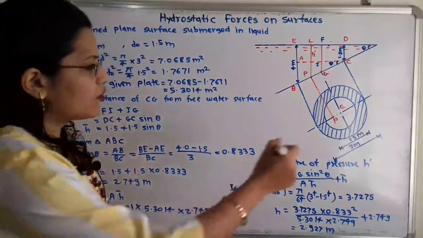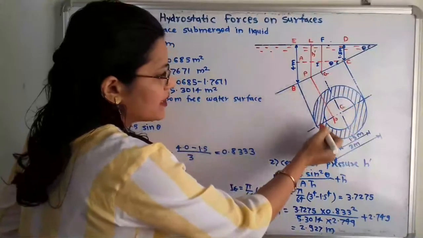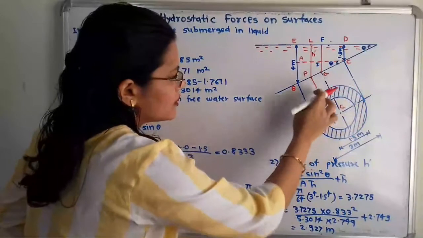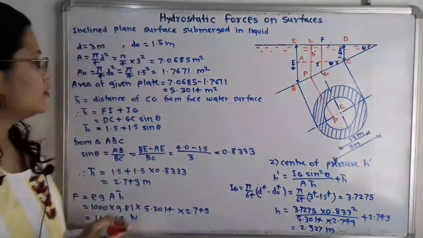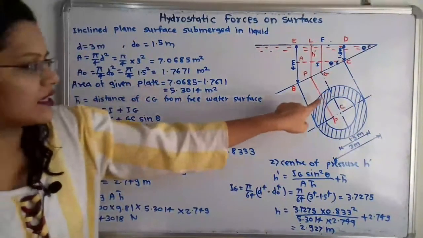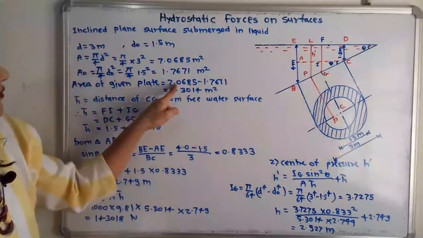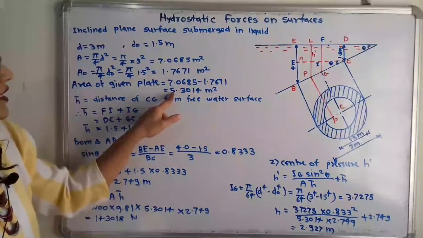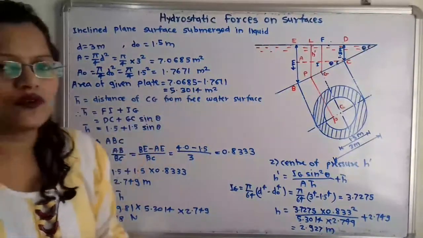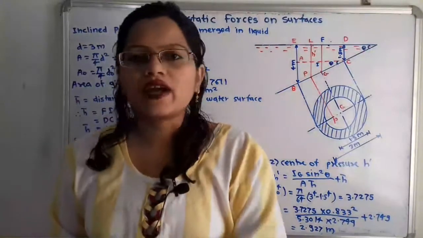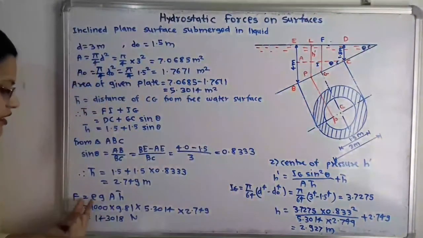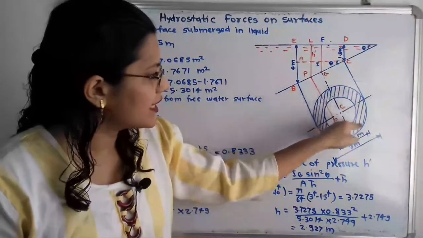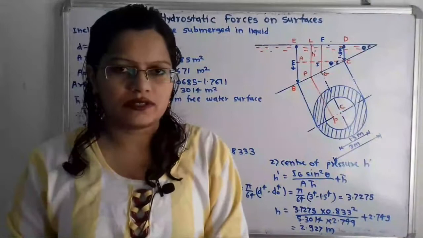So to find out this area that I have been marking with lines, we have to subtract the area of the hole from this big area of the circle. So the area of the given plate, that is this is the plate, is 7.0685 minus 1.7671. So this is the area, that is 5.3014 meter square. So this area we have to take for the calculation of the total force getting applied on the plate, because this is the only area in contact with water.